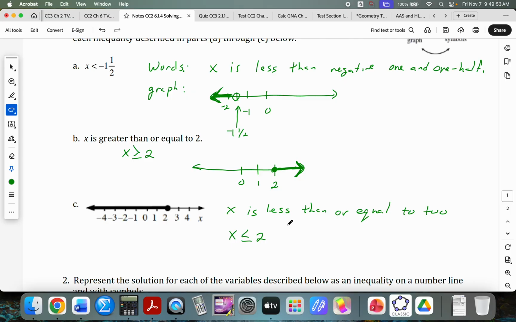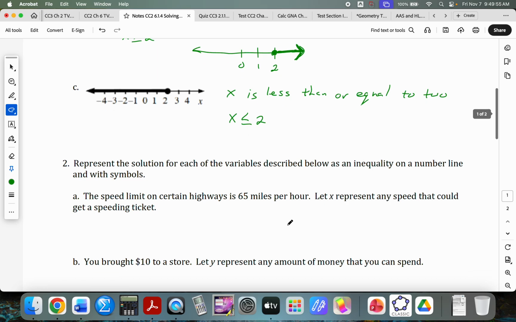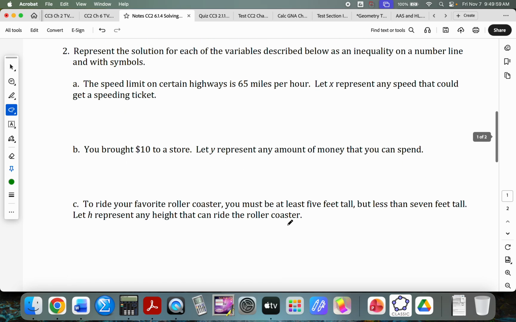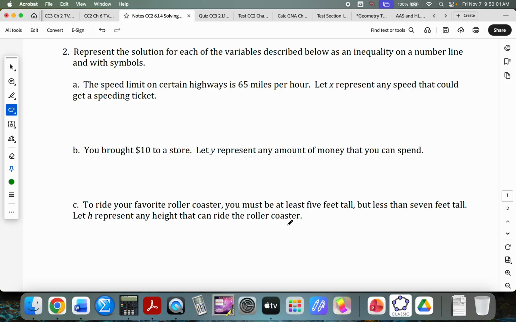All right, let's take a look at some more real-world problems. It says represent the solution for each of these variables described below as an inequality on a number line and with symbols. So we have to do two things. They've given it in words, we're going to do the other two. The speed limit on certain highways is 65 miles per hour. Let x represent any speed that could get a speeding ticket.